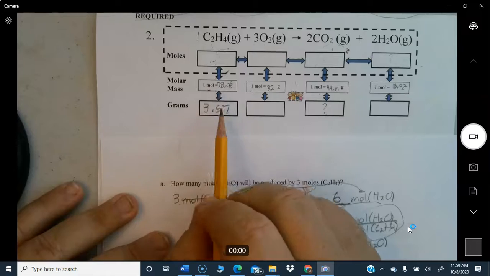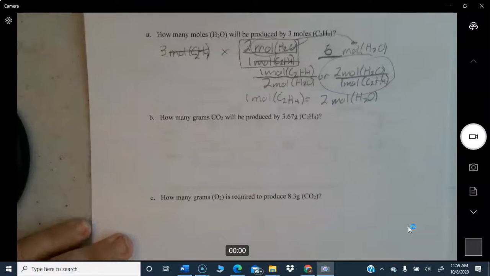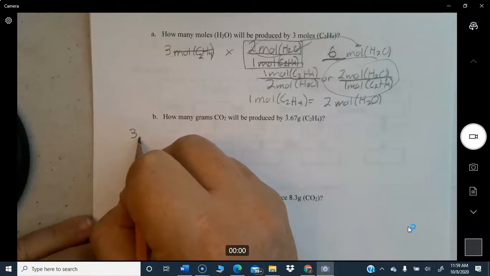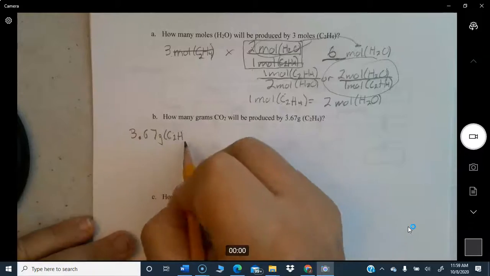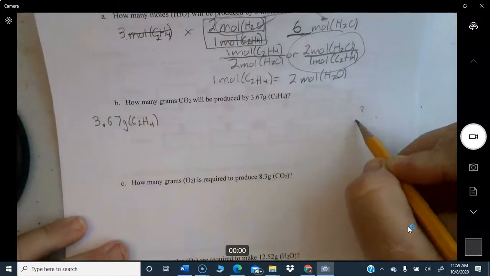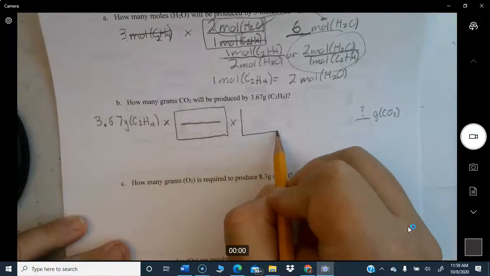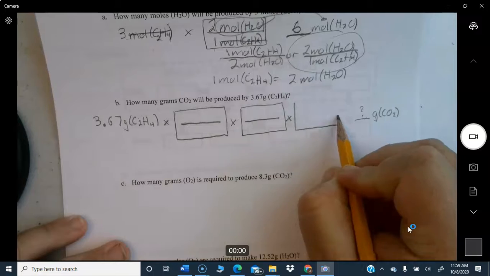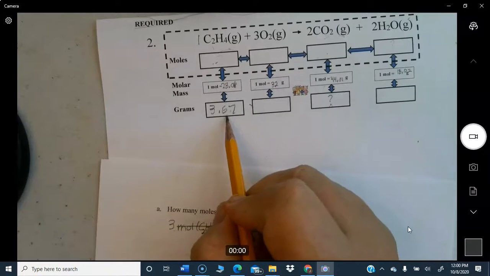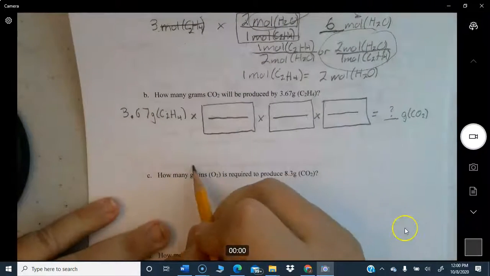So we're going to start with grams of C2H4. And this is going to be a 3-step problem, so I'm going to write it way off to the left here. And we want to end up with grams of CO2. Okay, so the first conversion is going from grams of C2H4 to moles using the molar mass. So the molar mass is your conversion there.